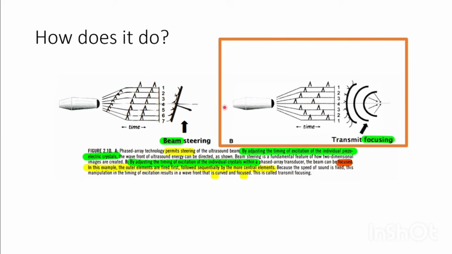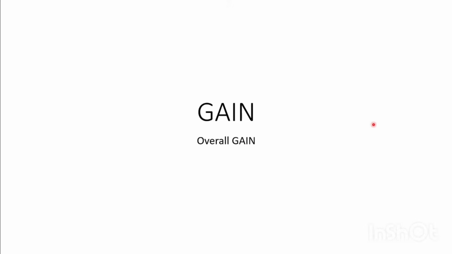So how does it do this? We had already seen the phased array focusing at a particular point. That is, the elements fire after a specific time interval. Initially this is fired, then this is fired, then that. Likewise, the beam is focused onto a particular point.